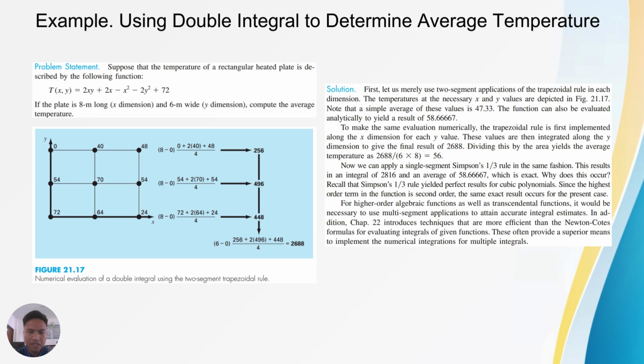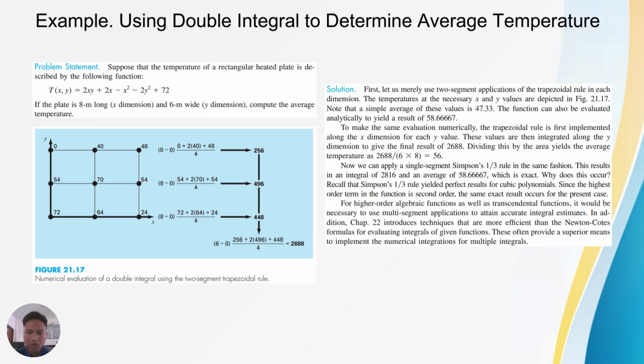First, let us use a two-segment application of the trapezoidal rule in each dimension, for y and x. The temperature at the necessary x and y values is depicted in figure 21.17. Note that the simple average of these values is 47.33. The simple average is adding all the values, then dividing by how many values we added.